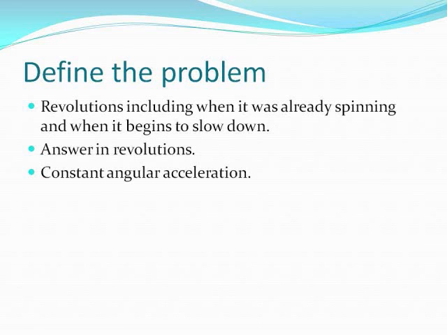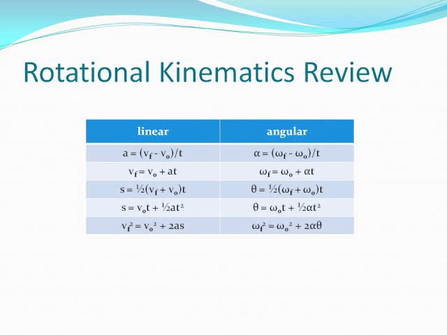Okay, so in this problem, we need to find the revolutions when the tub was already spinning and also after it engages the switch and begins to slow down. So we're probably going to have to calculate that two separate ways, or just two separate times. And we also know that our answer is going to be in revolutions. And a last piece of information is that there is constant angular acceleration. So we know that we can go back to that list of linear equations and see that there's something that might fit what we need. And if we go down to the third one, I think we might have what we're looking for.